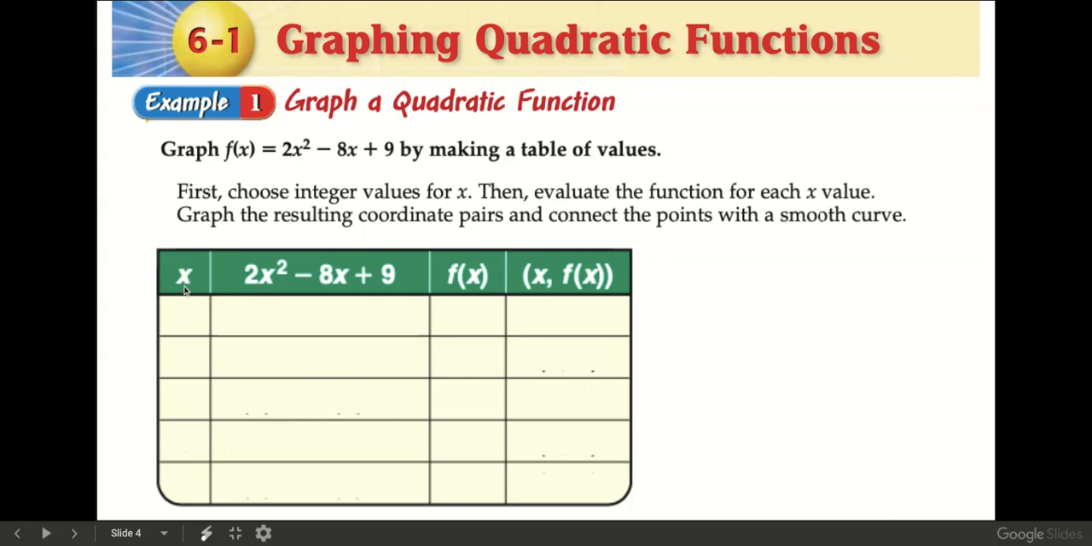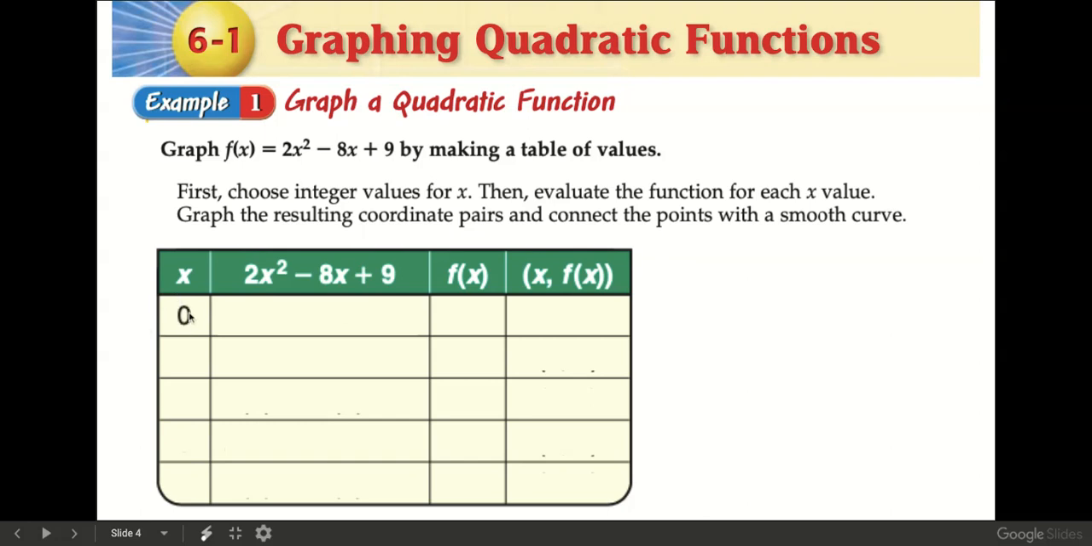We can make a table pretty easily. Again, these are the x values that we could choose, and you could choose any x values. Then this would be the equation or function that you would input it in, and then your output, right? Your y coordinate or f of x. Then your coordinate point would be an x and y coordinate, or x and f of x. Since they wrote it in function notation, they have f of x, but typically that's just the y coordinate.